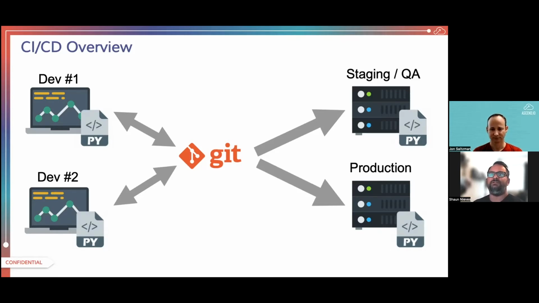As you can see here, we've got two developers. They're working on their data flows, which the artifact that they would download would be a Python file. They'll merge it into Git. And then as you can see, we'll leverage GitHub Actions to deploy to our different environments.